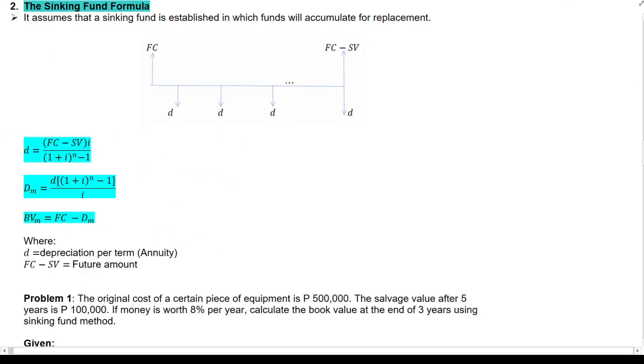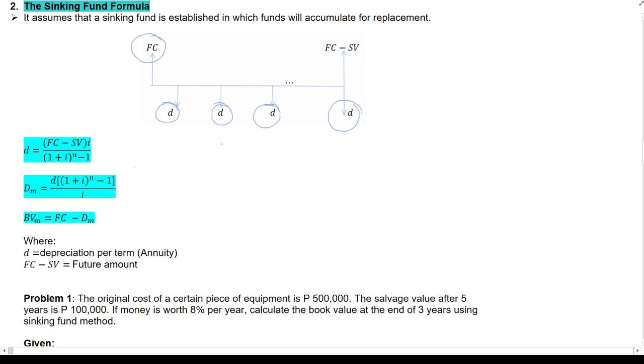Okay, we have here the second method, which is the sinking fund method. This one includes already the interest, okay? So it assumes that a sinking fund is established in which funds will accumulate for replacement. If we have here the cash flow, and then we have here the first cost, so for the depreciation here, it's the same until the nth year, and then for the future cost, or the future amount, it is equal also to the first cost minus the salvage value.